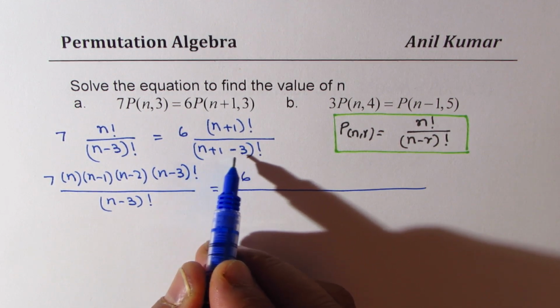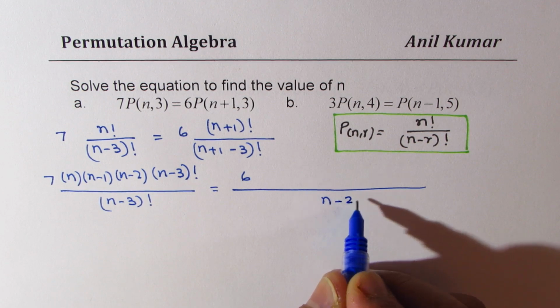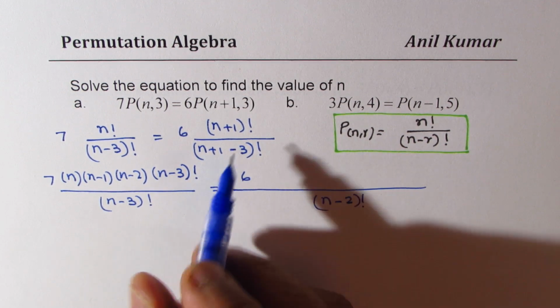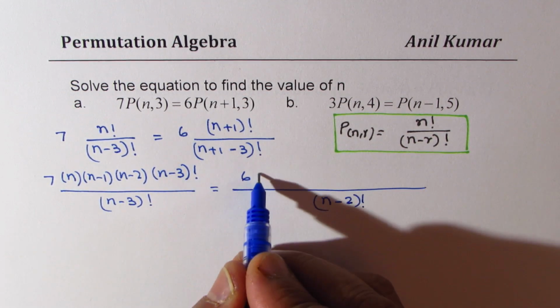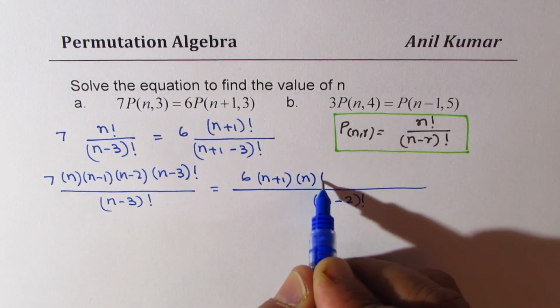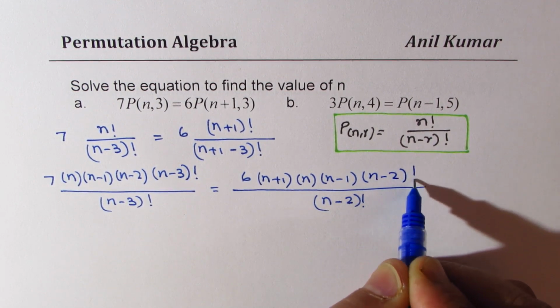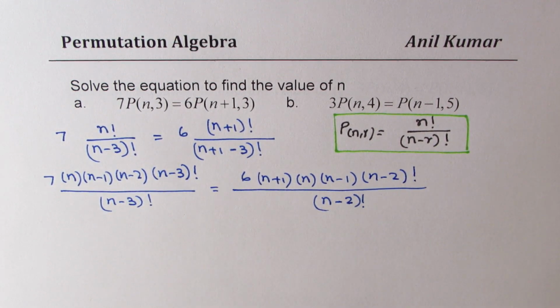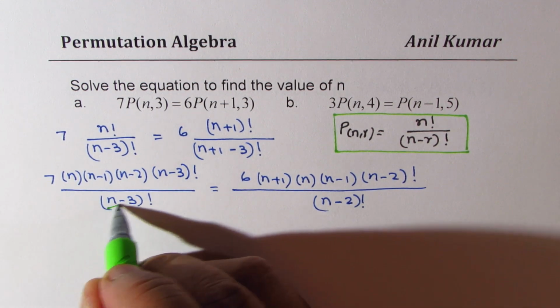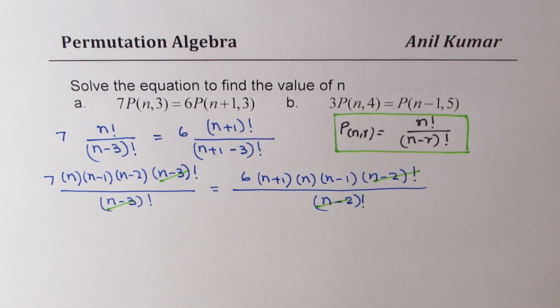First, let's write down the denominator. n plus 1 minus 3 really means n minus 2 factorial. So we have n plus 1, take away 1 gives us n, take away 1, n minus 1, take away 1, n minus 2 factorial. Now at this stage, we can simplify the expressions. So n minus 3 factorial cancels, and n minus 2 factorial cancels.